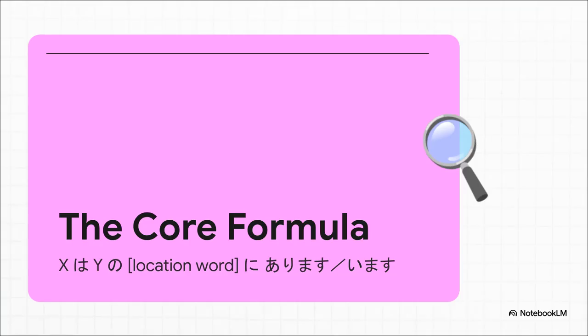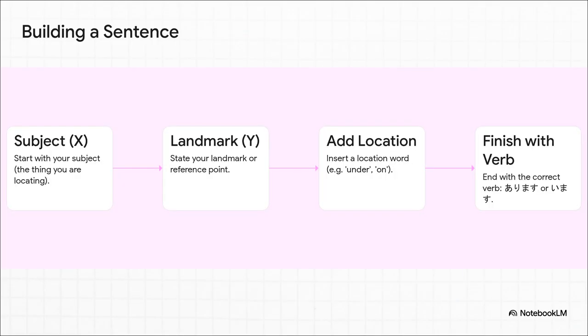So here it is, the blueprint itself. It looks like this. X, Y, no location word, ni, verb. Now, don't let that intimidate you. X is just the thing we're talking about, our cat. And Y is the landmark, the point of reference, so the table. The other little pieces are just the connectors we're about to learn. So let's see how we actually build a sentence with this thing.